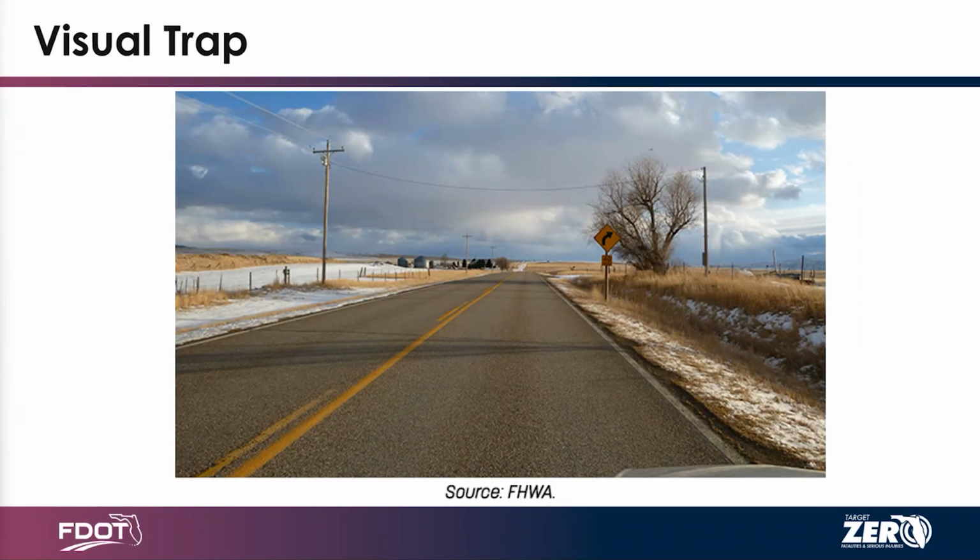Some things are a visual trap. Like you can see here, roads can be deceiving. This looks like a straight road, but actually curves just up ahead. So how do we design this to make sure that people can travel safely and make the correct decision?